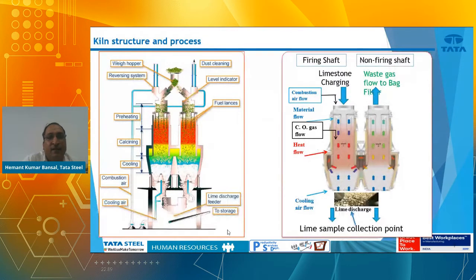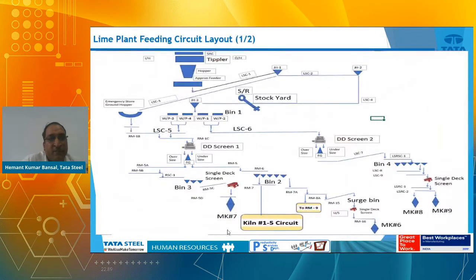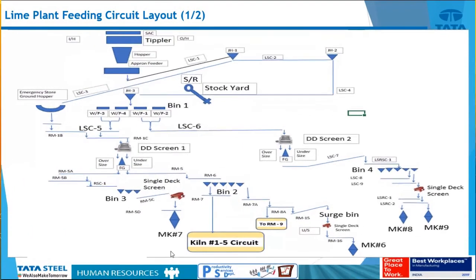This is the kiln structure and process. We are not going inside this. This is the lime plant feeding circuit layout in Tata Steel. There is a tippler. From the tippler, material goes to the stockyard, and in the stockyard there is a stacker reclaimer. From the stacker reclaimer, we reclaim the material, and the material goes to the bin bunker. In the bin bunker, there is a 4-way feeder, WF1, 2, 3, 4, and WF3, 4 are connected to the LSC5 conveyor belt.